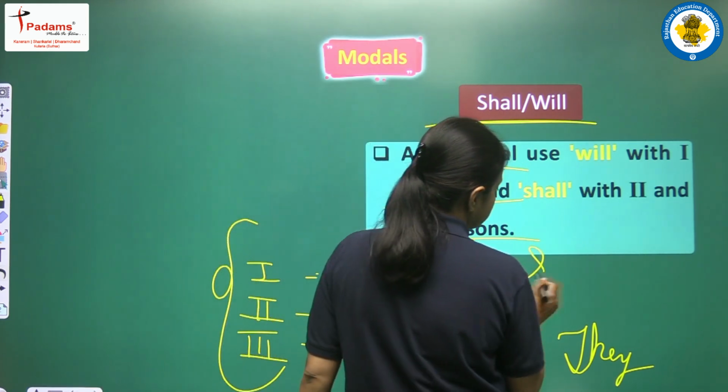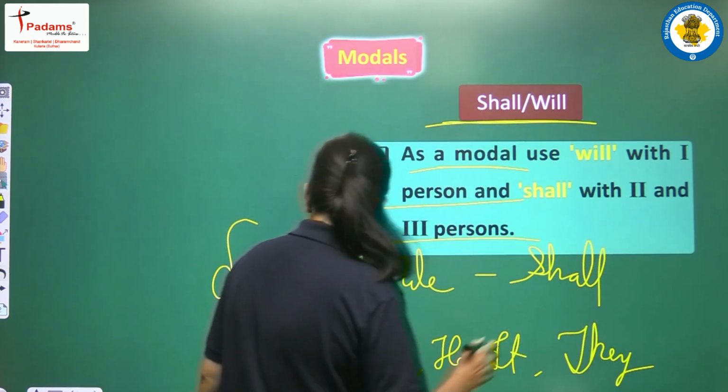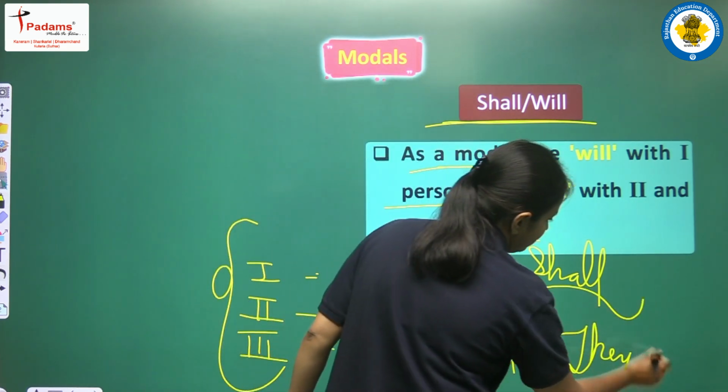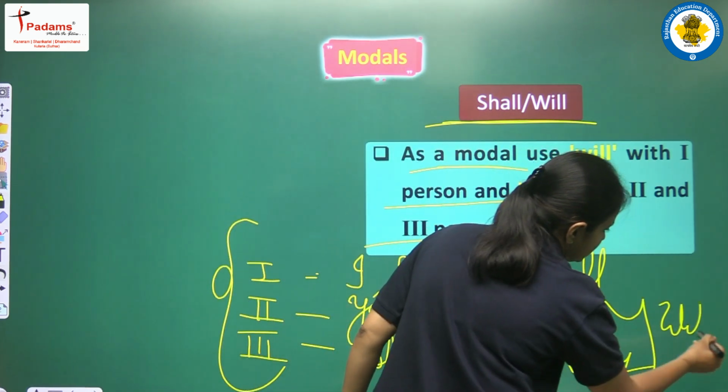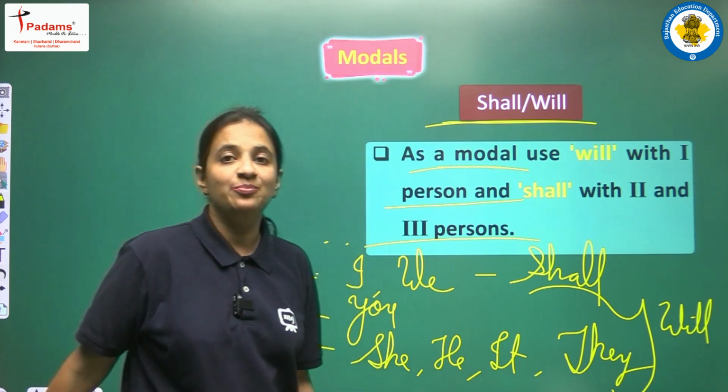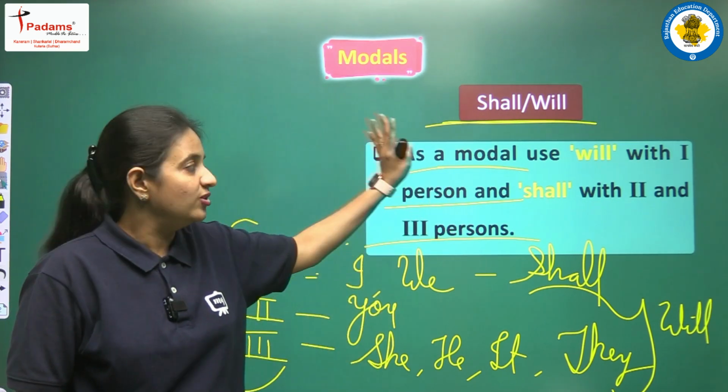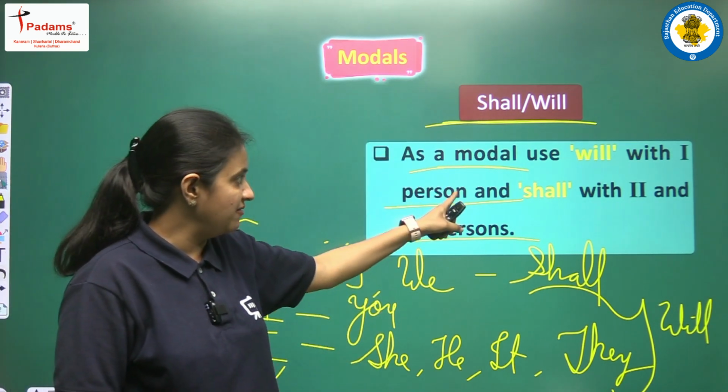Then for first person we use shall, and for second and third person we use will. This is the rule when we do the tenses. But what is written here? So let's read one more time. So here we are having this thing.